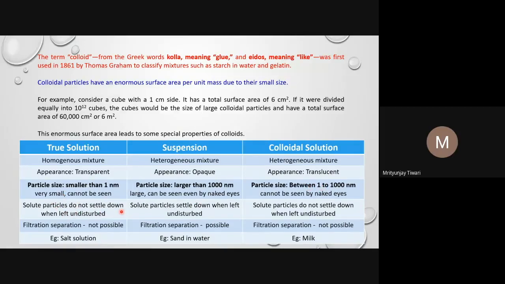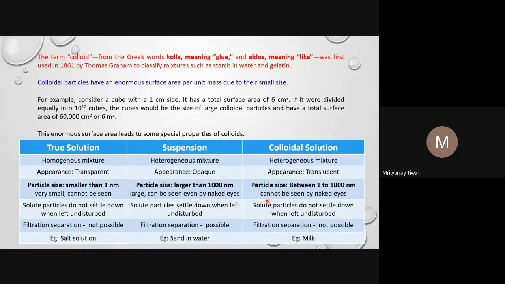And now, solutions do not settle down when they are left undisturbed. This is one of the properties of solutions that we have seen. But in suspensions, the solute particles settle down when left undisturbed. In a colloidal solution, the solute particles do not settle down when left undisturbed.